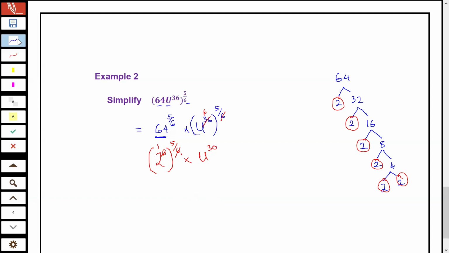So we're going to write this as 2 to the power of 5 u to the power of 30. Now, for the final answer to this question, we can still further simplify 2 to the power of 5, because 2 to the power of 5 gives us 32. 2 times 2 times 2 times 2 times 2 is equal to 32. So the final answer to example 2 will be 32u to the power of 30.